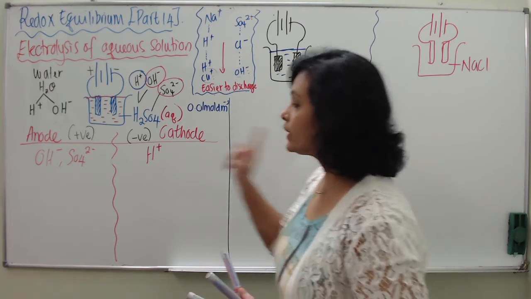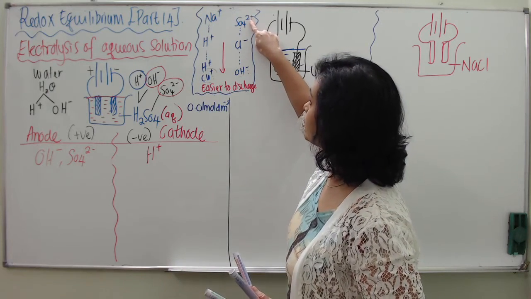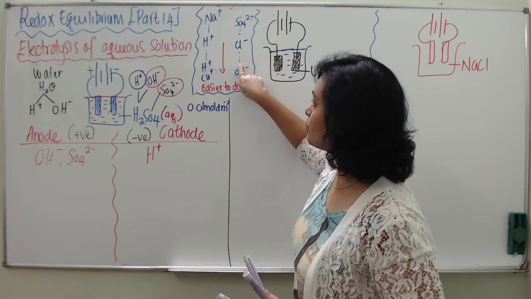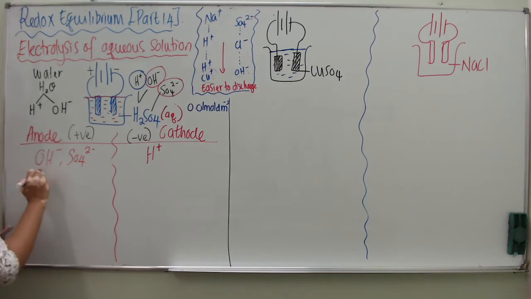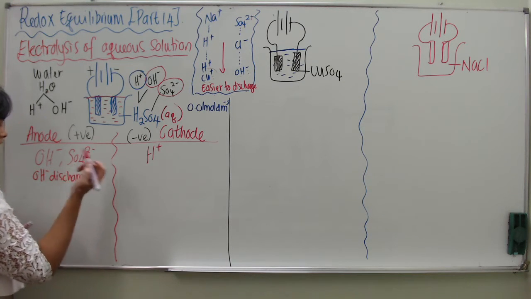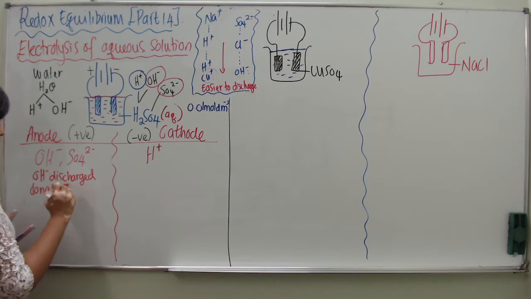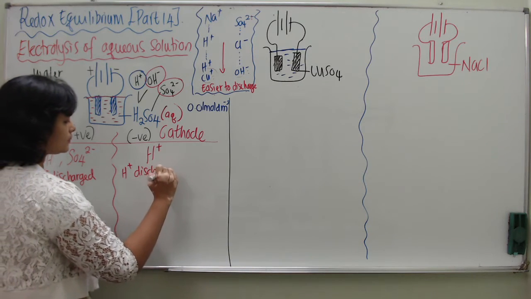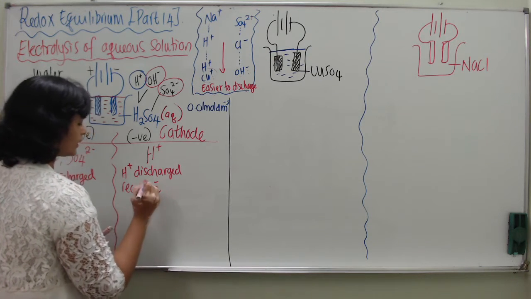Now, between hydroxide and sulfate, your eyes must automatically go here. Sulfate to hydroxide, can we see that hydroxide won? Because the bottommost, hydroxide, is easier to discharge. So that is the reason why we must write here hydroxide discharged. Now you must explain how it discharged: donate electron. Now let's go to here. No choice. Hydrogen discharged: receive electron.